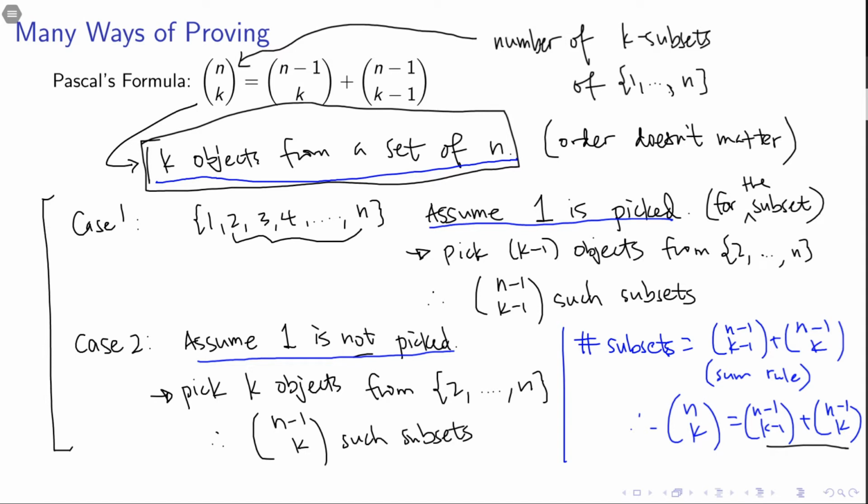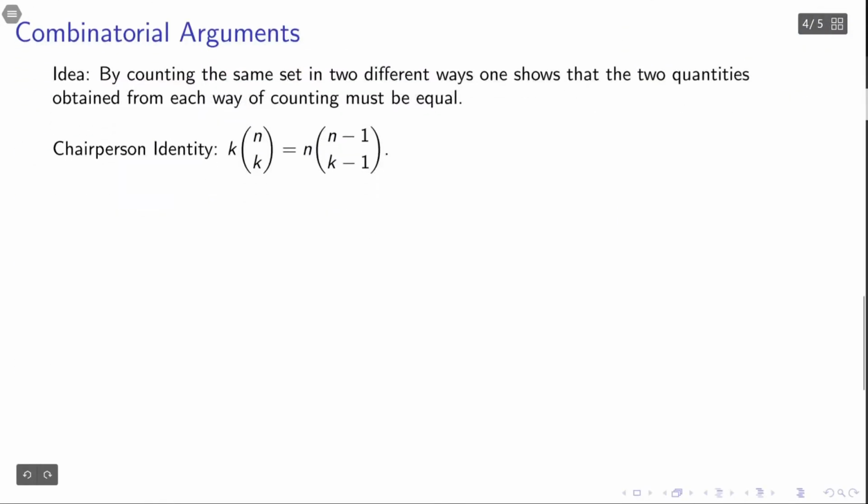So this is what is called a combinatorial argument, where you prove an identity or a formula or a theorem by looking at the same object or the same collection of things and counting it in two different ways. And so the quantities that you get from doing this counting in the first way and the second way should be an identity, right? Because you're just counting the same thing. So by counting the same set in two different ways, one shows that the two quantities obtained must be equal.